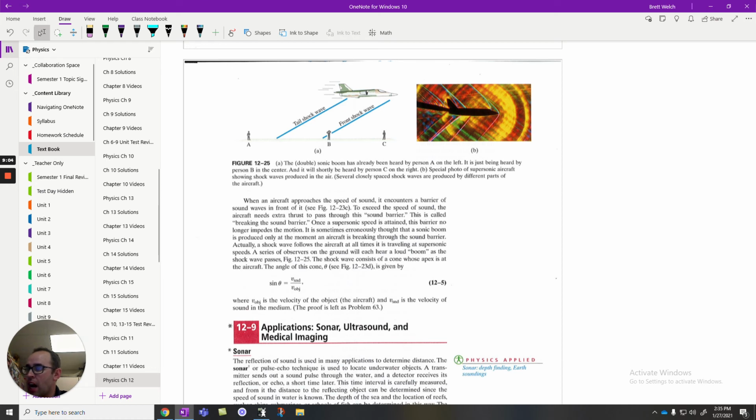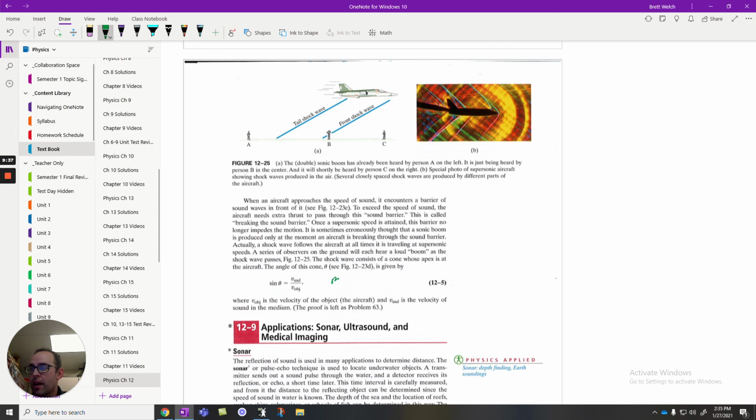If the object is not going faster than sound, then remember your trig just a little bit: if the velocity of sound is bigger than the velocity of the object, this number would be greater than 1. Well, the sine is never greater than 1. It's bounded between -1 and 1, never bigger. And so we can't get a sonic boom if we're not going faster. I can't get that shock wave if we're not going faster than that.